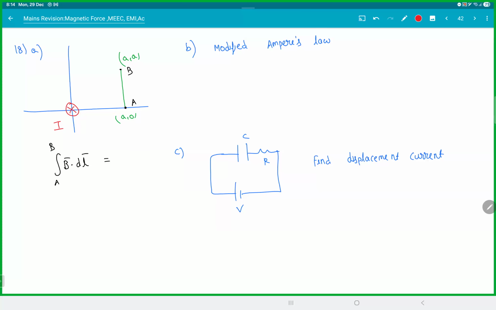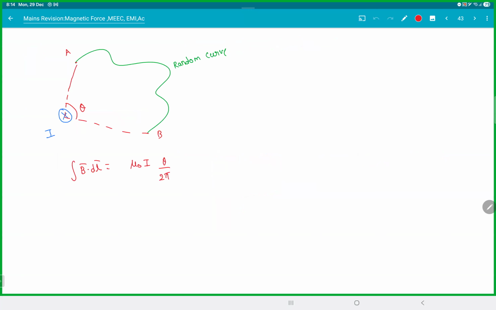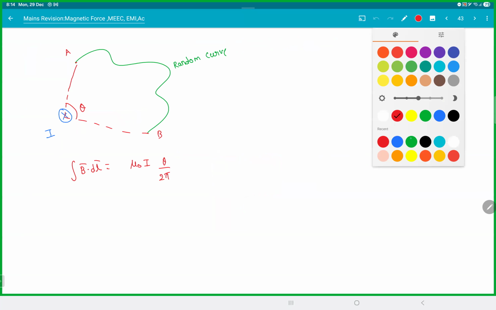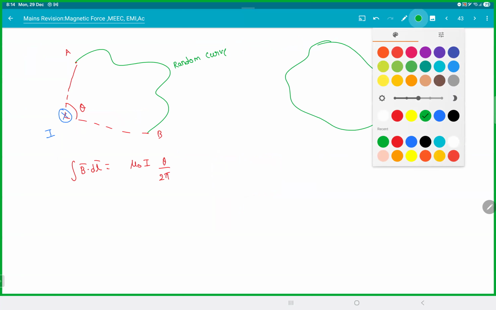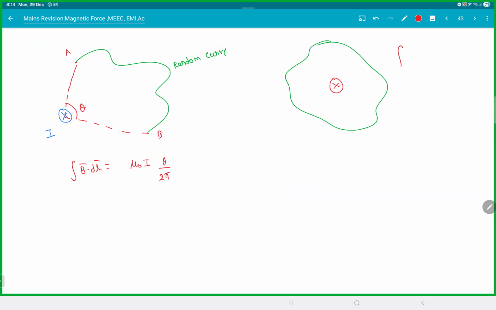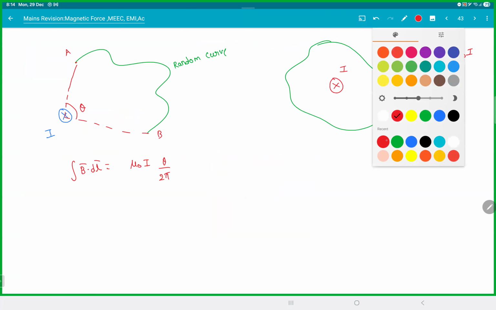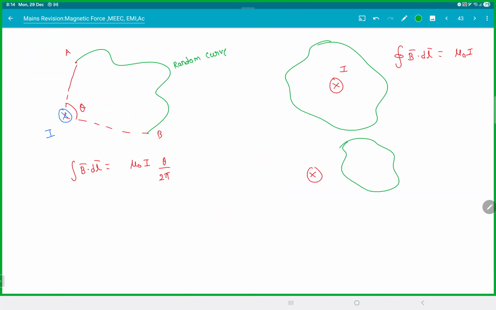Do you guys remember Ampere's law? Integral B dot dl is mu naught I crossing. There is a modification of it, remember? If you don't have a full loop, the formula goes like this. If you have a full loop, and if the current is inside, then integral B dot dl is mu naught I. But let's say the loop is outside, then integral B dot dl is 0.